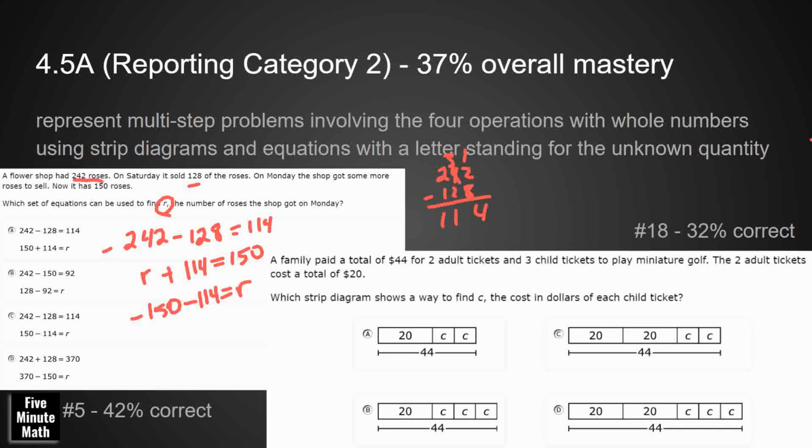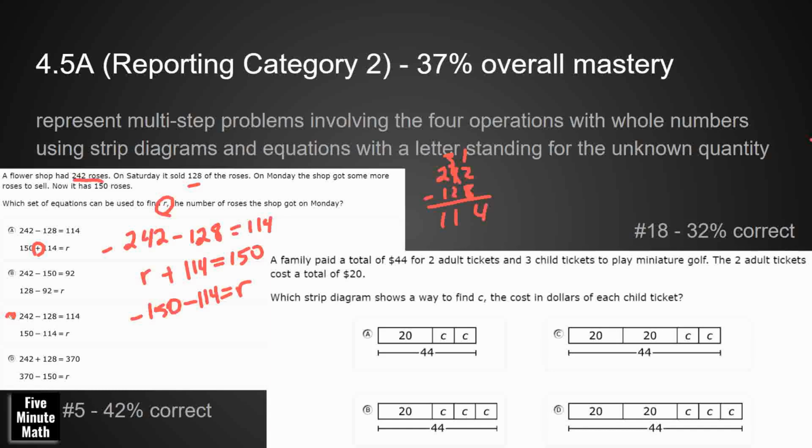And that's what we see here on C, though we do see that A is exactly the same, except that it uses plus rather than minus. So that's going to be the highly chosen incorrect answer. And we got number 18, and it's very tricky.